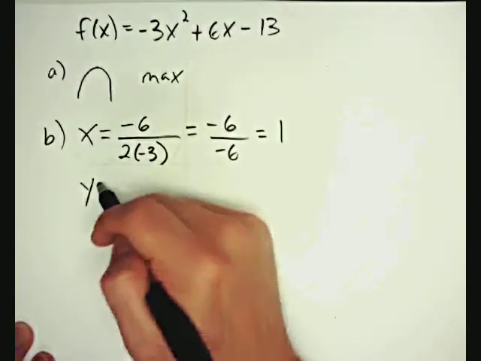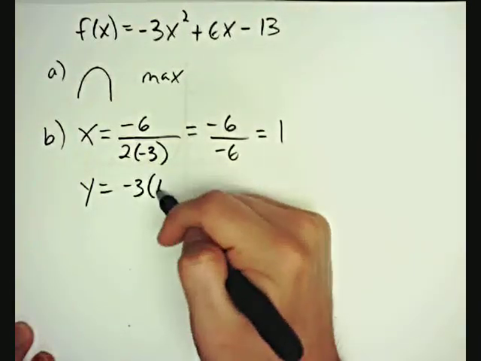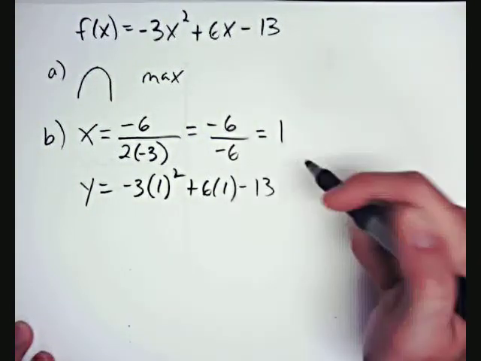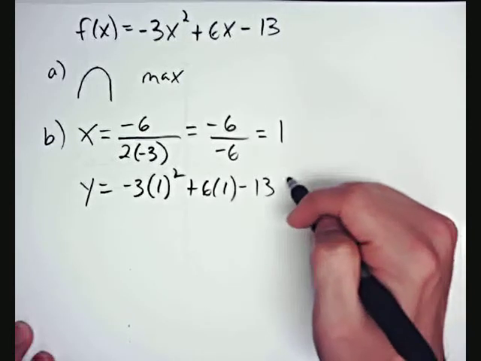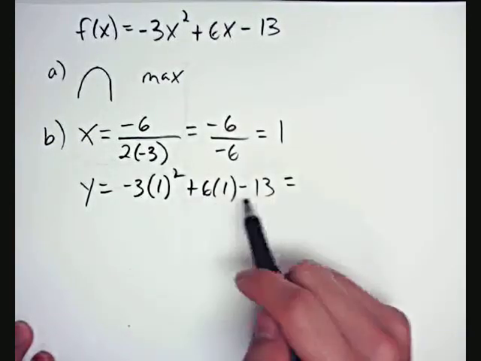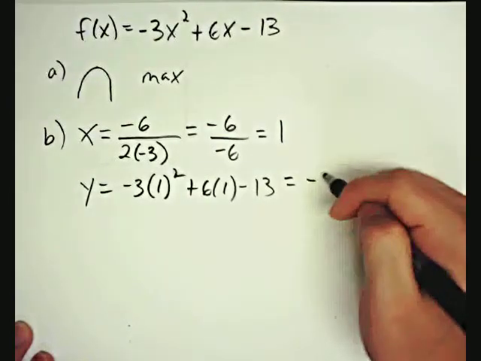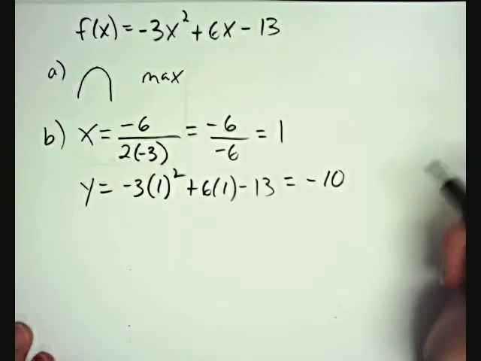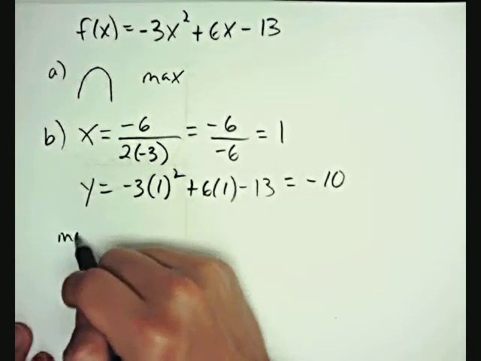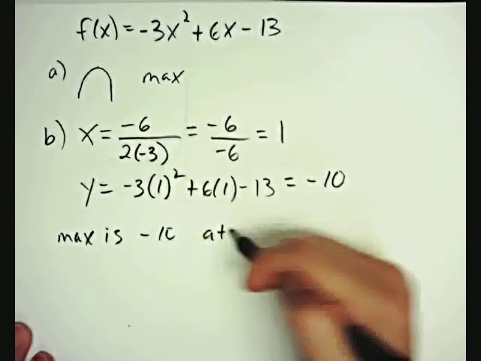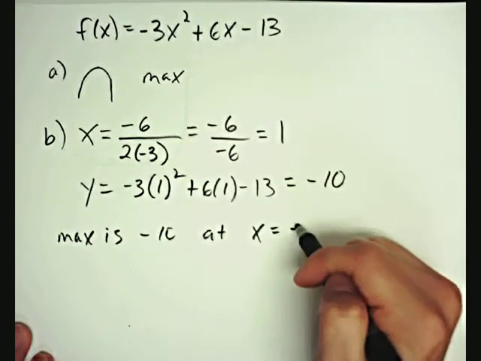The y-coordinate: negative 3 times 1 squared, plus 6 times 1, minus 13. So negative 3 plus 6 minus 13 is negative 10. So we get that the maximum is negative 10 at x equals 1.